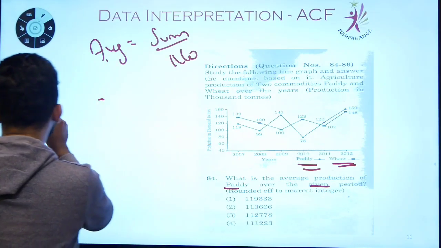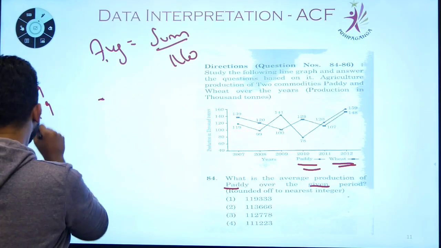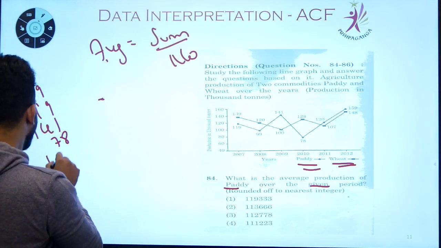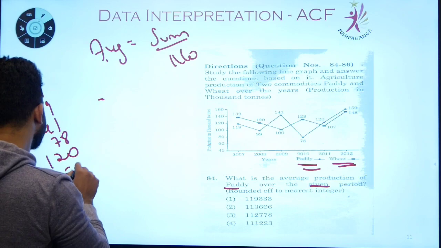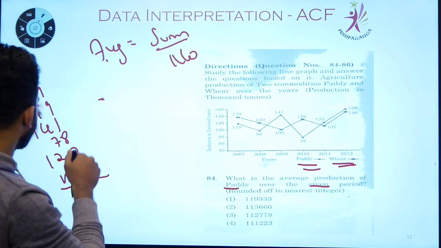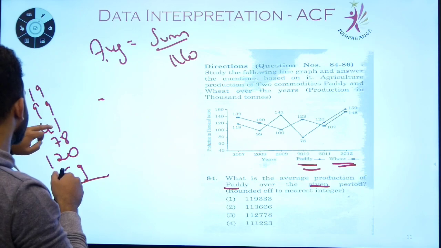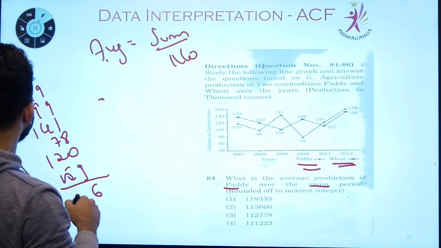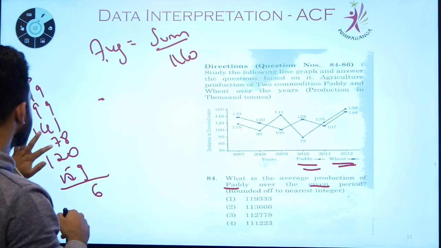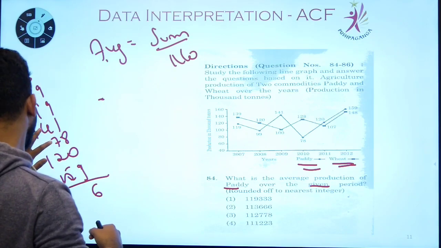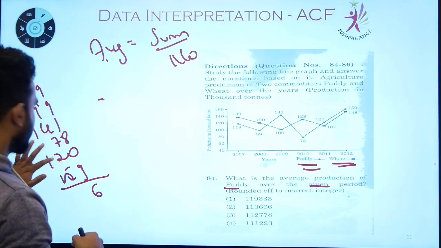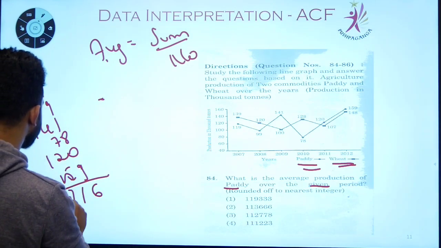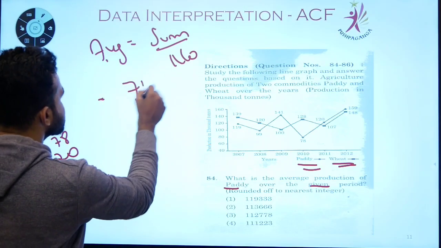So paddy production is nothing but 119, then 99, 141, 78, 120, and then 159. Calculating with this, we have 9 plus 9, 18, 18 plus 1, 19, 19 plus 8, 27, 27 plus 9, 36, 3 carry. So 9 plus 1, 10, 13, 13 plus 4, 17, 17 plus 7, 24, 24 plus 2, 26, 26 plus 5, 31, 3, 4, 5, 6, 7, 716. So the sum is 716.